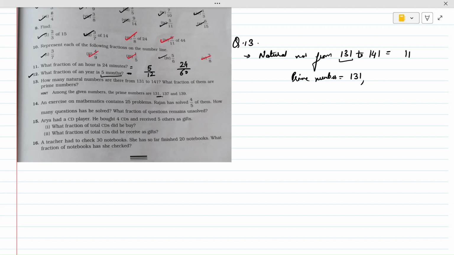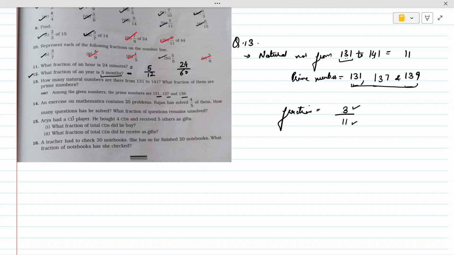And then the hint is given to us. We have these 3 prime numbers, 131, 137 and 139. So we have 3 prime numbers here. So what fraction of them are prime numbers? The fraction here will be the prime numbers, that is 3, and in the given range of the natural numbers, that is 11. That means that in the given range from 131 to 141, which forms 11 numbers, only 3 are prime. Okay, so these three numbers form 3 by 11 of the fraction.